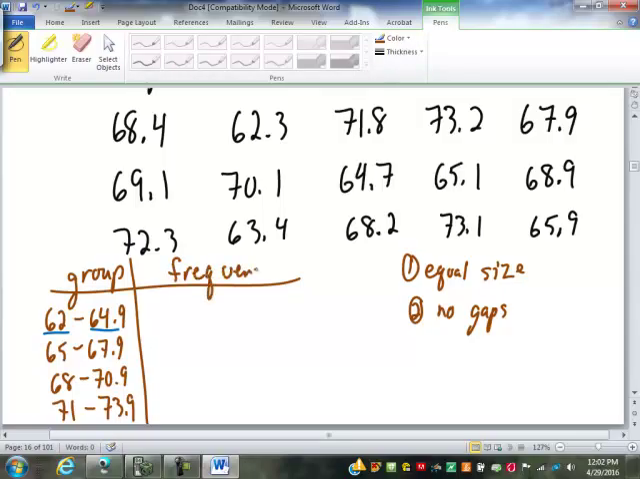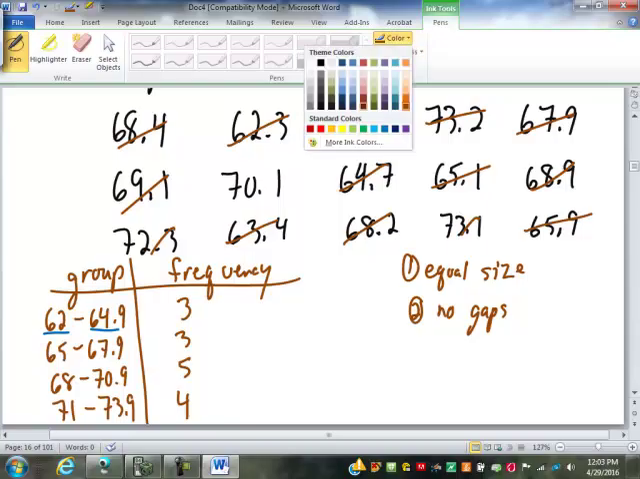Now for frequency, I'm just going to count here. 62 to 64, let's see, there's 1, 2, 3, looks like 3. 65 to 67, 1, 2, 3. 68 to 70, 1, 2, 3, 4. And 71 to 73.9, 1, 2, 3. Oops, I missed one there. 4. There's 5 actually here for this one. The 70.1 should have gone in there. So there it is. There's our distribution. That should add up to 15, I hope, if I counted correctly.